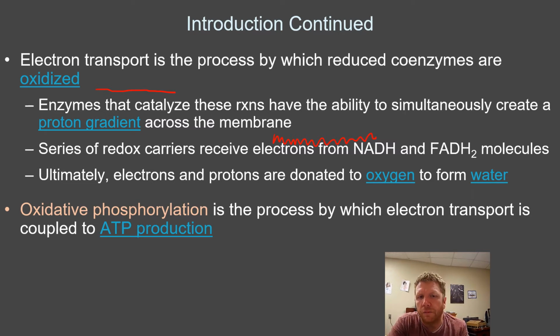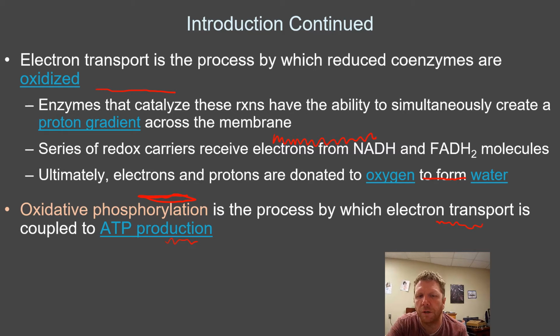Now, there are a series of redox carriers that receive electrons from NADH and FADH2 molecules. So it's the generation of these two molecules that, well, they're acting as electron carriers. So whenever we produced NADH in glycolysis and FADH2 and NADH in the citric acid cycle, well, really all that we were worried about was their ability to hold on to electrons. Now, ultimately, electrons and protons are donated to oxygen to form water.